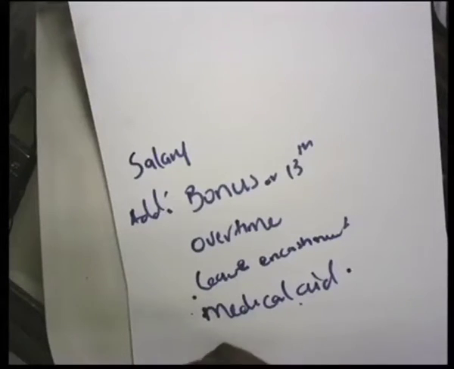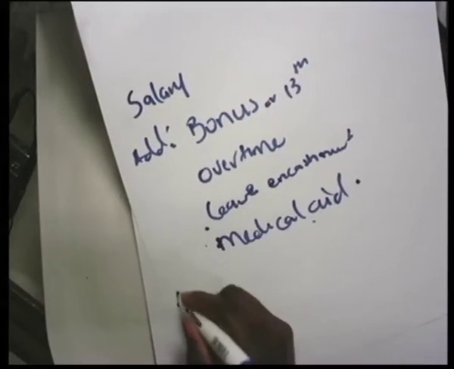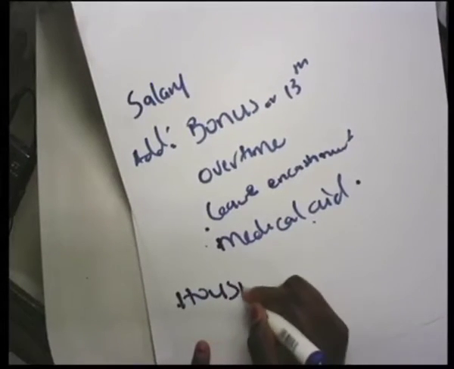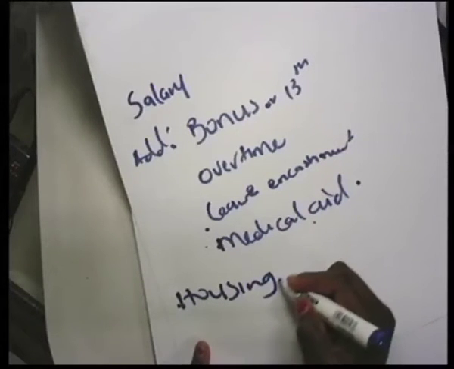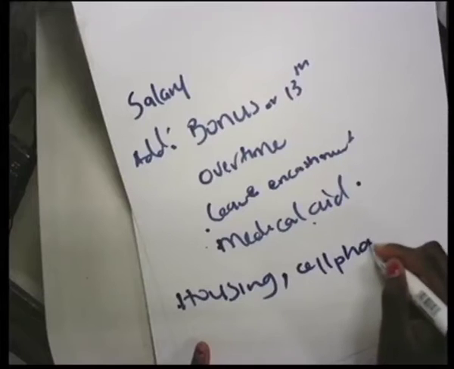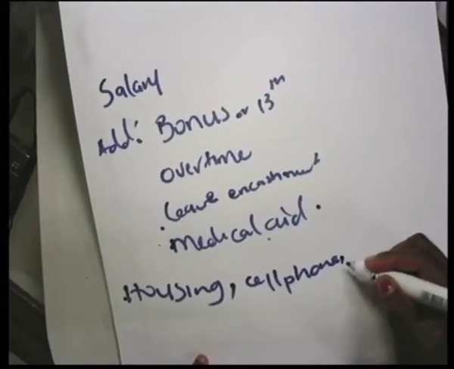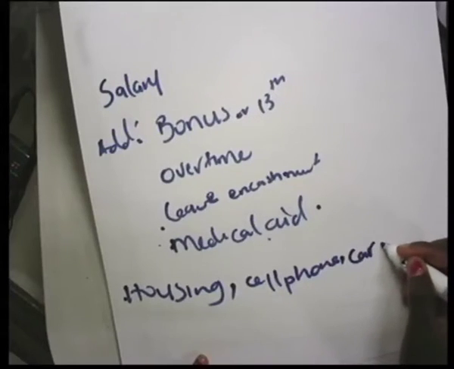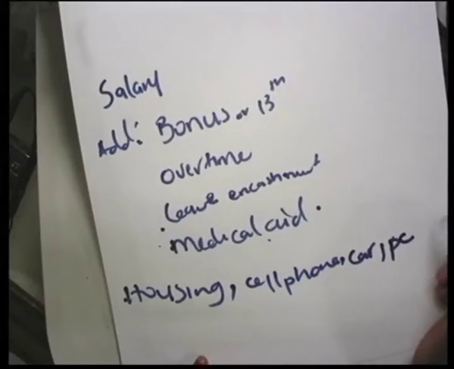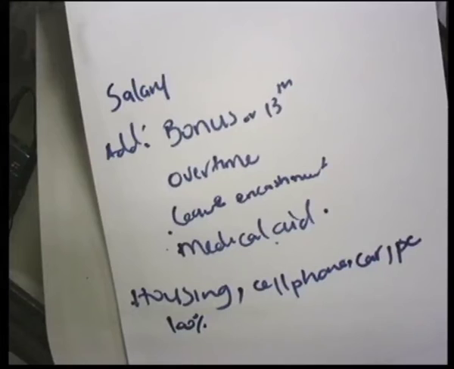Then you add those allowances, like for housing, cell phone, computer, car allowance. So these allowances, 100% of them should be added to your salary as your benefit as well.